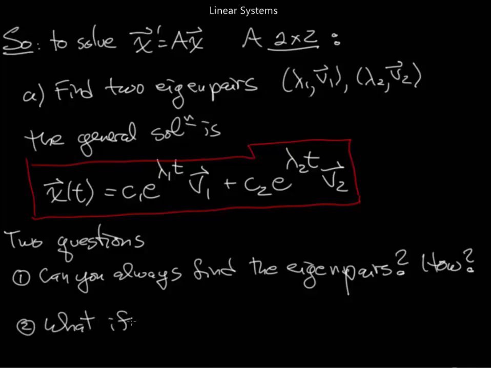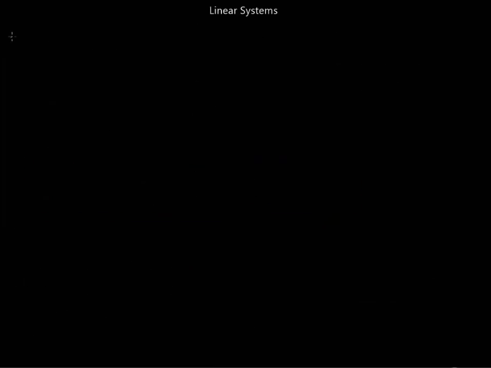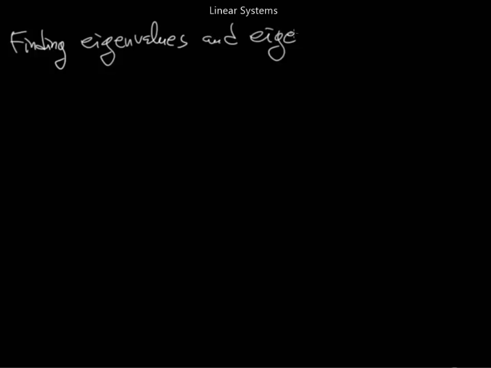And what if it doesn't work? What if you can't find two eigenpairs? Then what happens? So let's talk about that. Let's talk about how you find eigenvalues and eigenvectors of matrices.